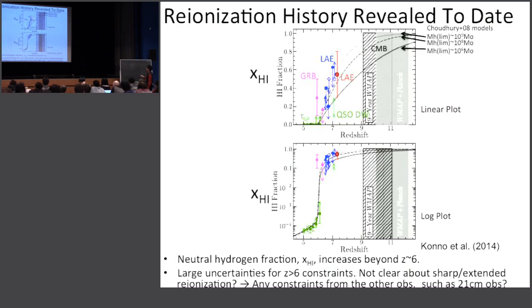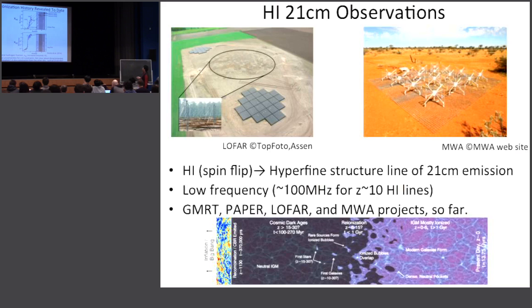So there are many constraints, but the constraints are still too weak to distinguish the several competing reionization models. Also, it is not clear whether reionization happens suddenly as a sharp process or as an extended process. So maybe other constraints are needed to understand more about the cosmic reionization history.